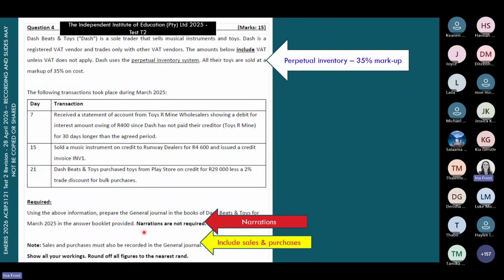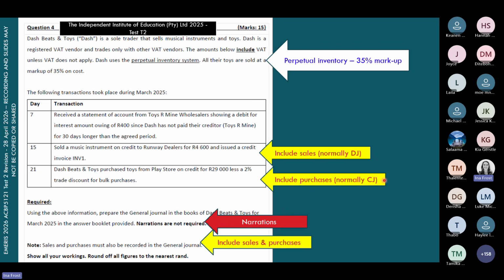Then the next thing, and this was the interesting bit that I actually wanted to show you in this question. They said that both sales and purchases must also be recorded in the general journal, where typically we would record sales in the debtors journal and purchases in the creditors journal. But in this question specifically, they want you to do general journal entries for sales and purchases.